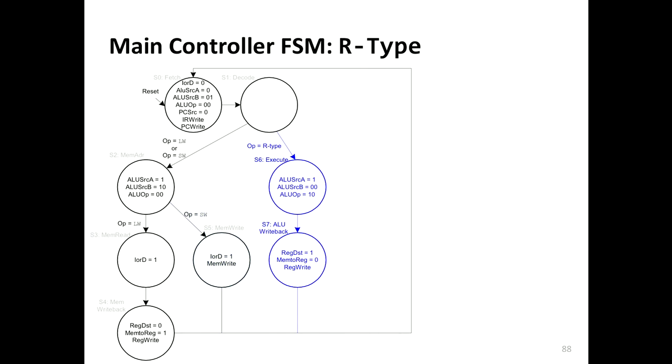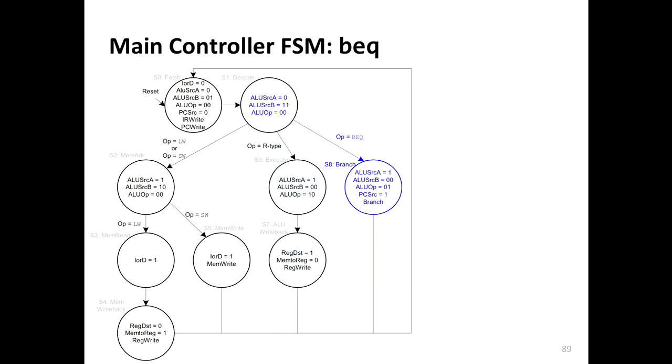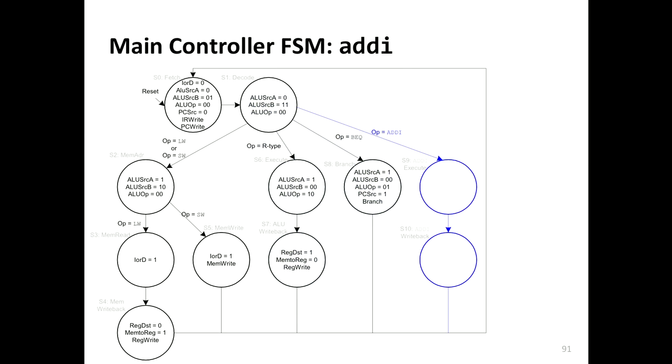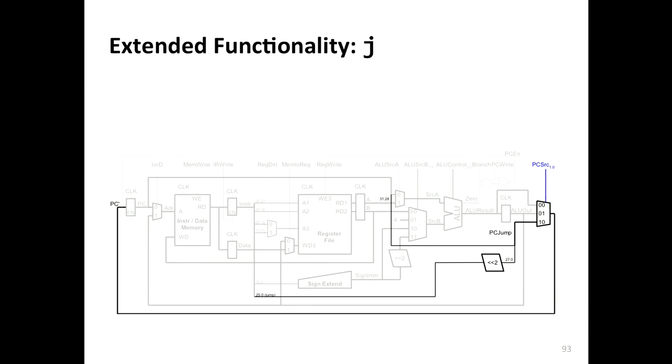If after decode you figure out that it's an R-type instruction, the next state is execute, and you set some control signals. And then the next state after that is ALU write back. Then you transition to the next state. And if it's a branch, you go to this state over here. Now we've got the complete FSM over here also.